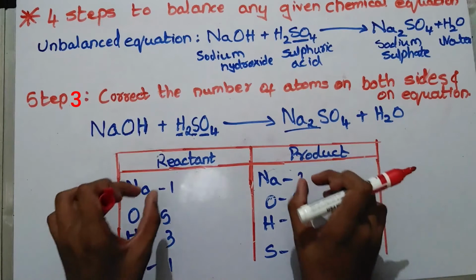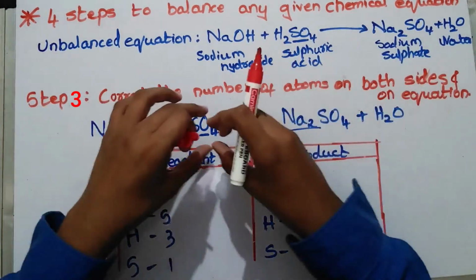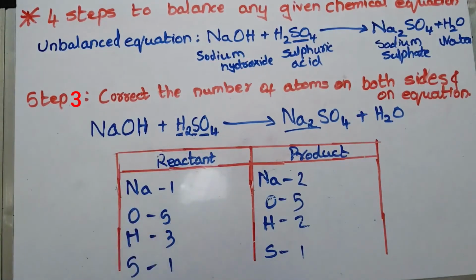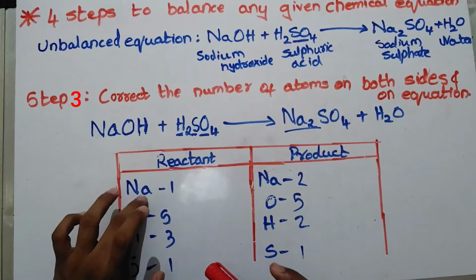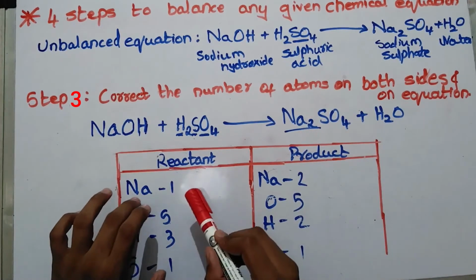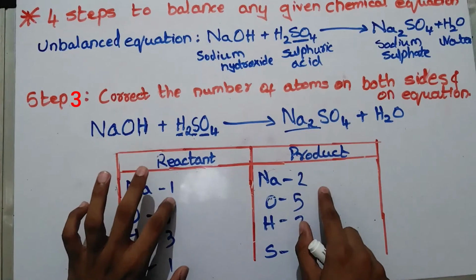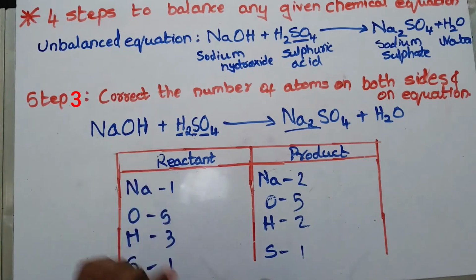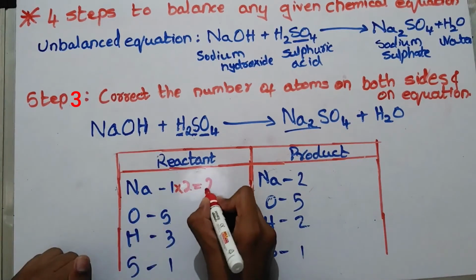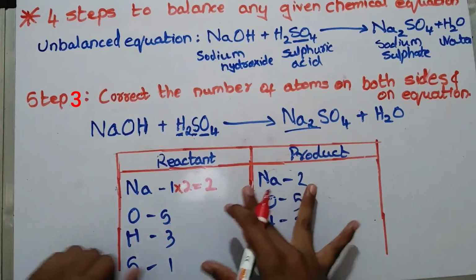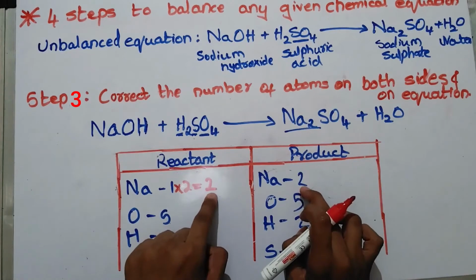Once we correct this, we also have to correct the equation side by side. That's actually a simple process. Now let's start. If you see, Na, that is sodium, on the reactant side is 1 and on the product side is 2. So if we simply multiply by 2 here, we can get 2. So we can see that the number of sodium atoms on both sides has become the same.